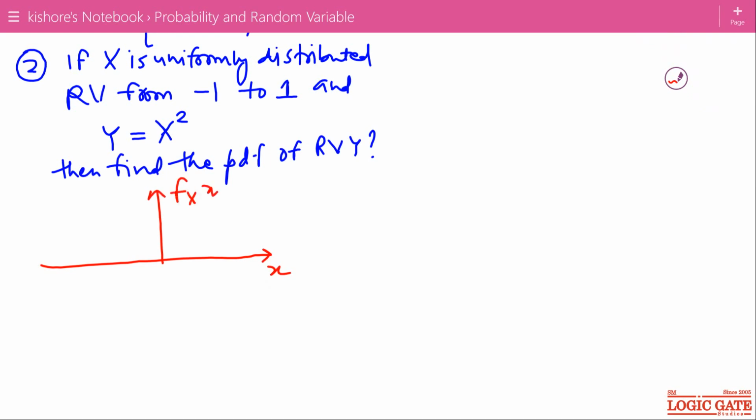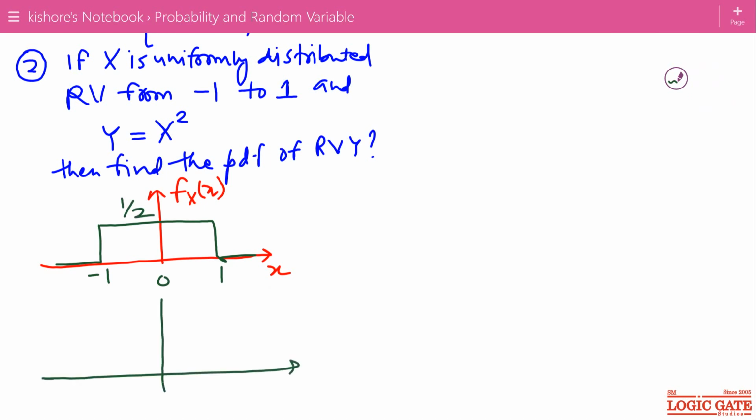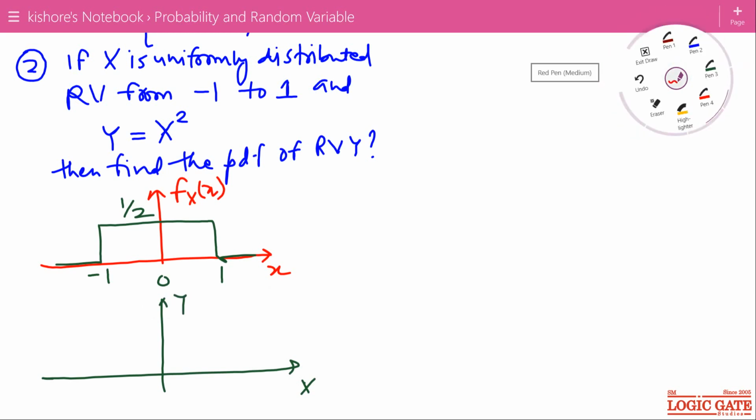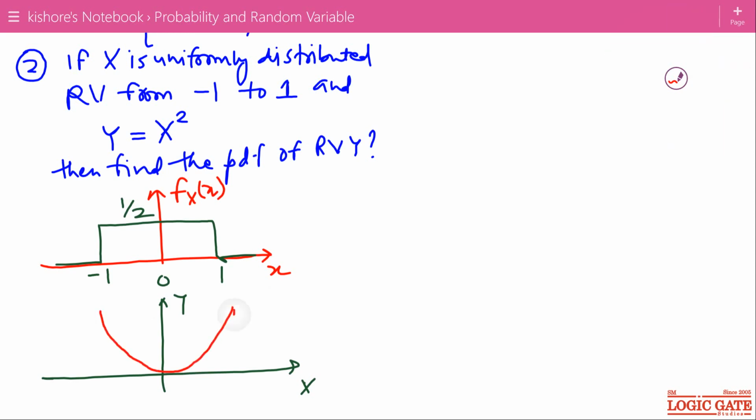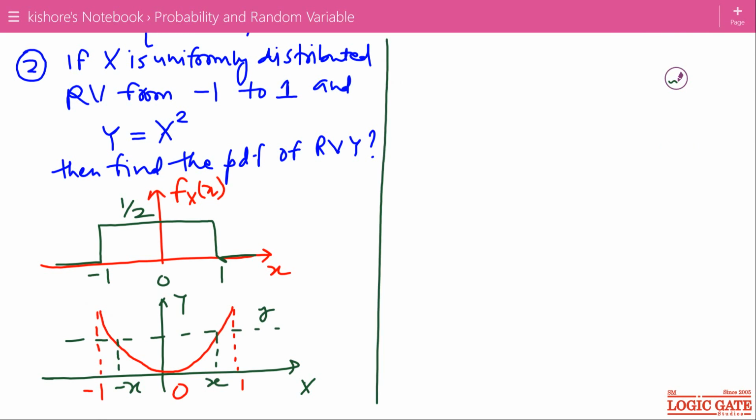This is the PDF of a random variable x, which is uniformly distributed from minus 1 to plus 1. So height is 1 by 2, and this transformation is parabolic, which is monotonically increasing, decreasing and increasing both. Here x is limited by minus 1 to plus 1. Now if I select y, small y, then x should be in between minus root y and plus root y.